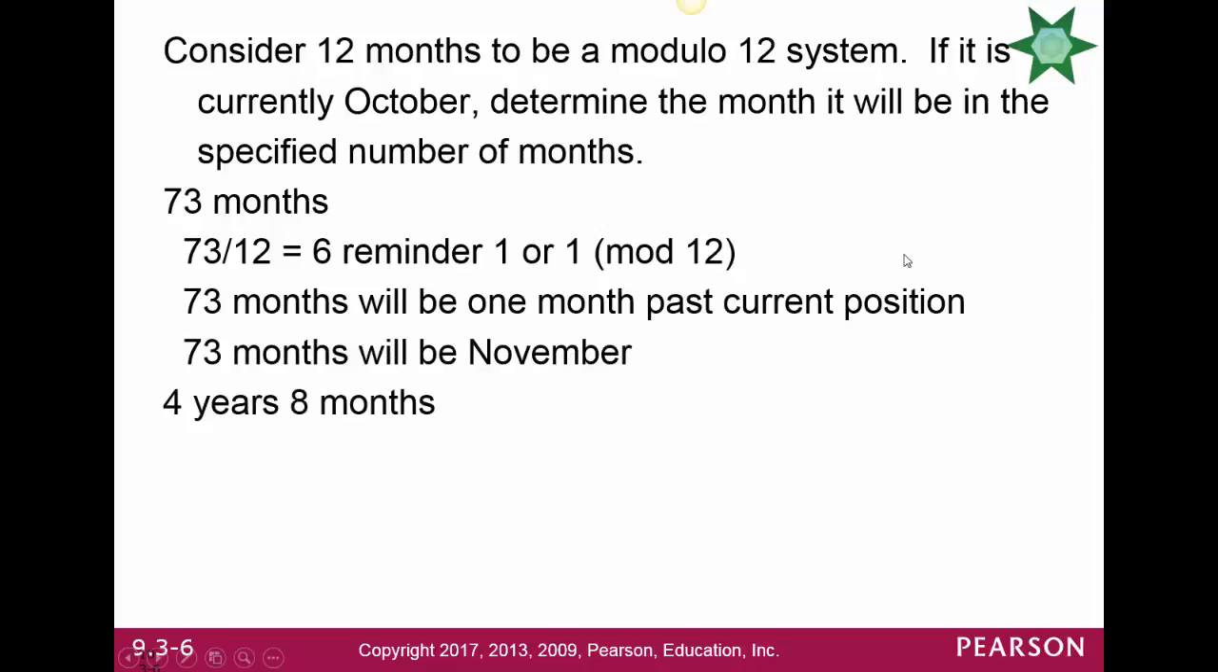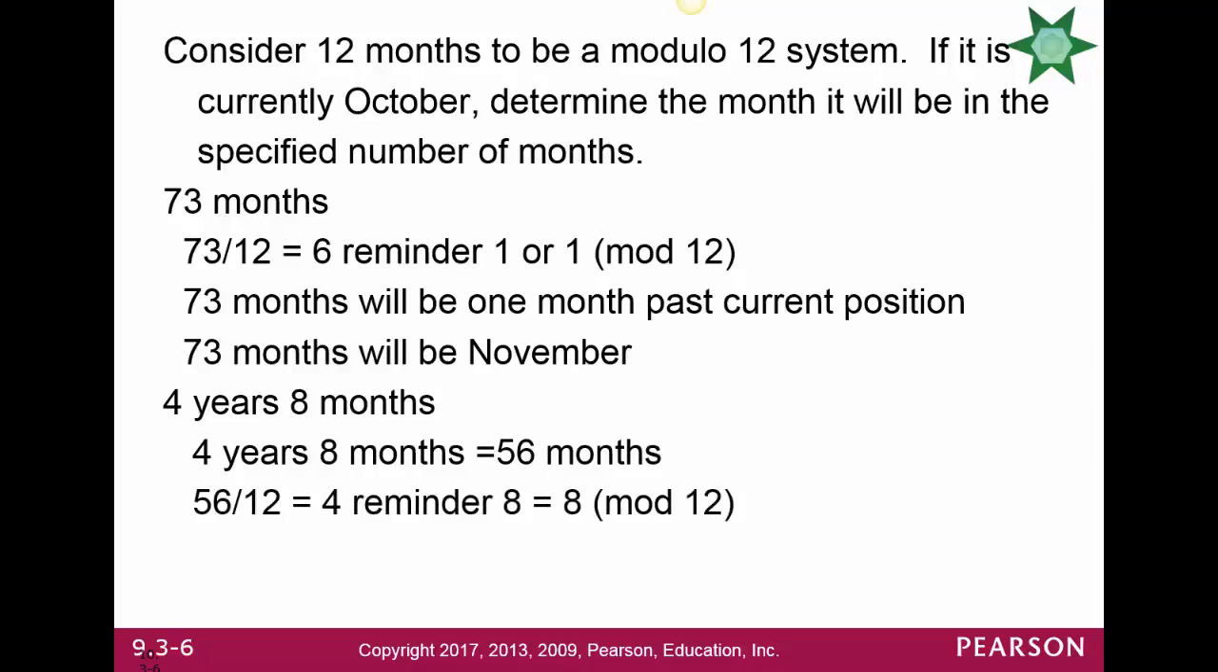In 4 years and 8 months. So again, convert this all to months. So 4 times 12 is 48 plus 8, 56 months. Divide by 12, and we get 4 remainder 8. And so we're going to be at mod 12, and so we're going to be 8 positions ahead, and that will be June. In 4 years and 8 months, it will be June. So that would be counting 8 ahead from October.